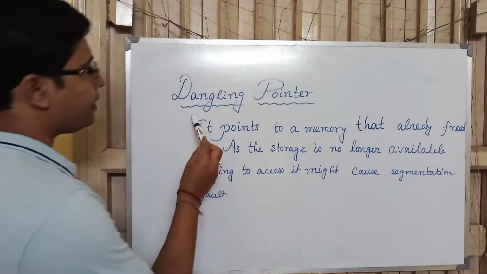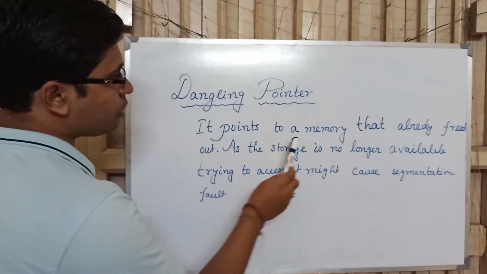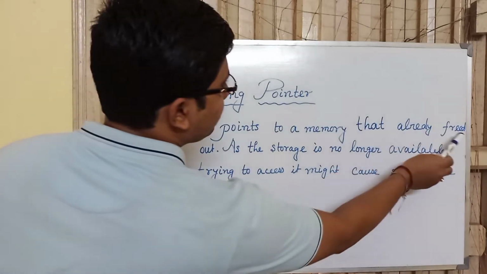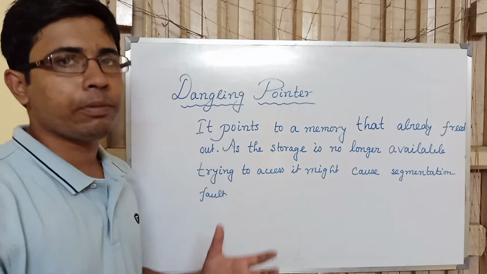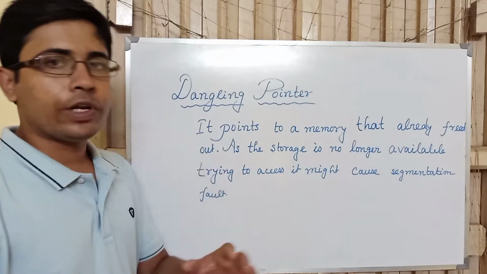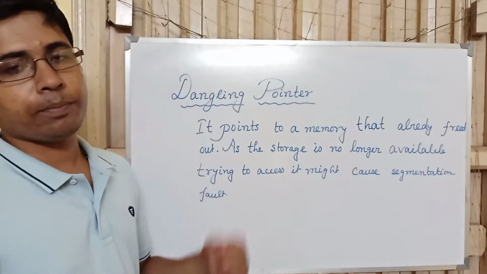So, what is the dangling pointer? Dangling pointer I have written. It points to a memory location that is already freed. When we have a memory location, especially in dynamic memory allocation, it happens. Don't worry, I will explain with an example.